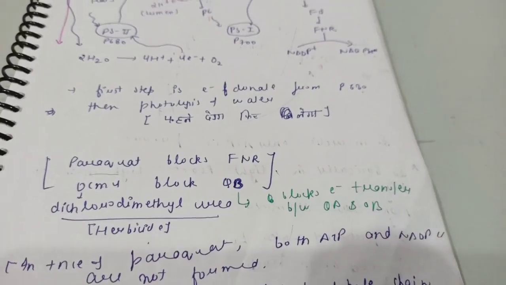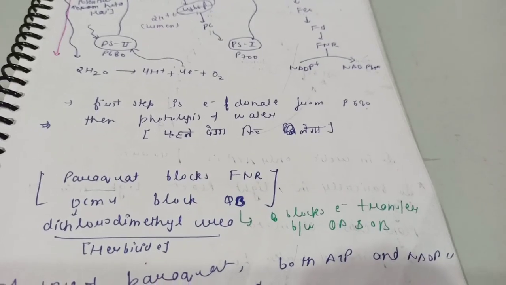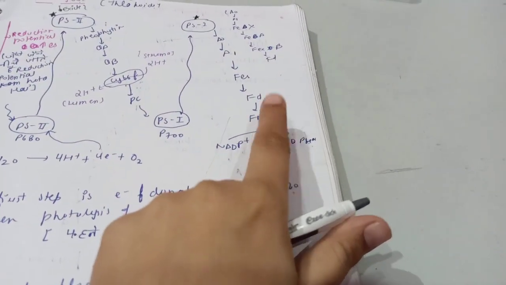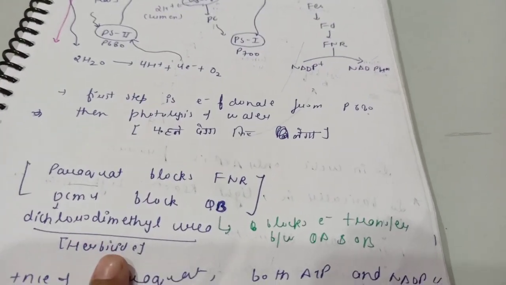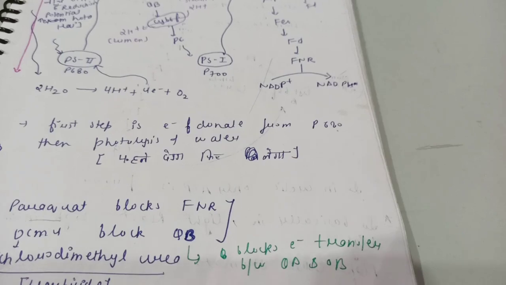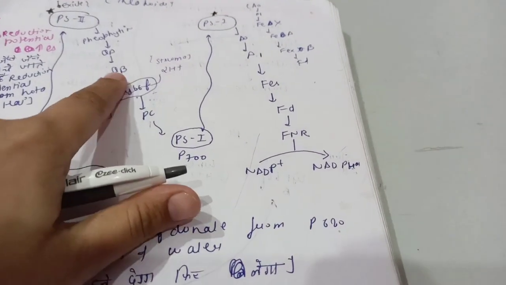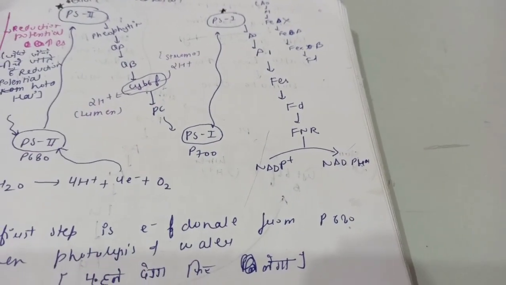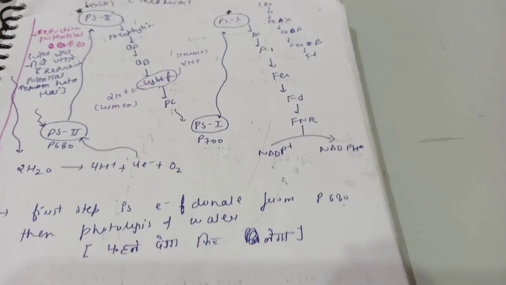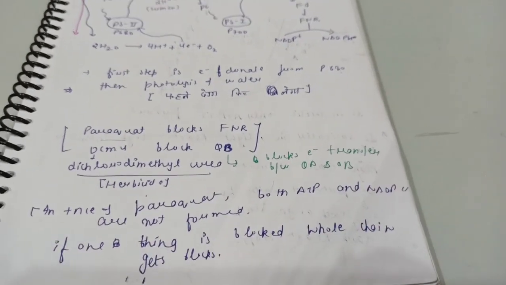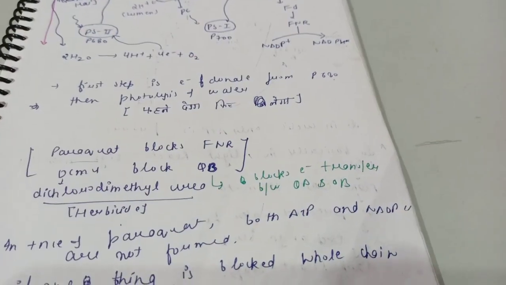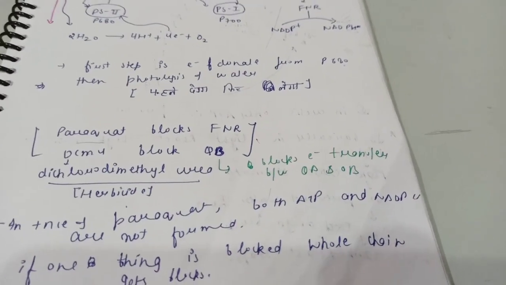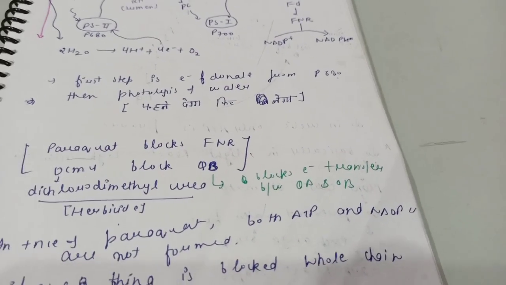Now two inhibitors we have to learn here: paraquat blocks the FNR. This FNR gets blocked by the paraquat. And DCMU, which is an herbicide, that is dichlorodimethylurea, blocks this QB. So in presence of paraquat, the FNR gets blocked. Because of this, the ATP and NADPH both will not form.